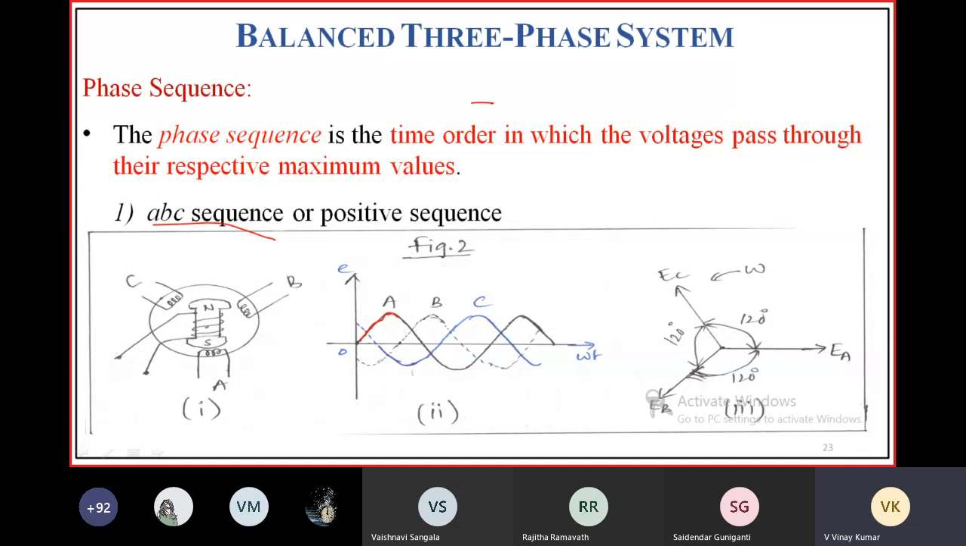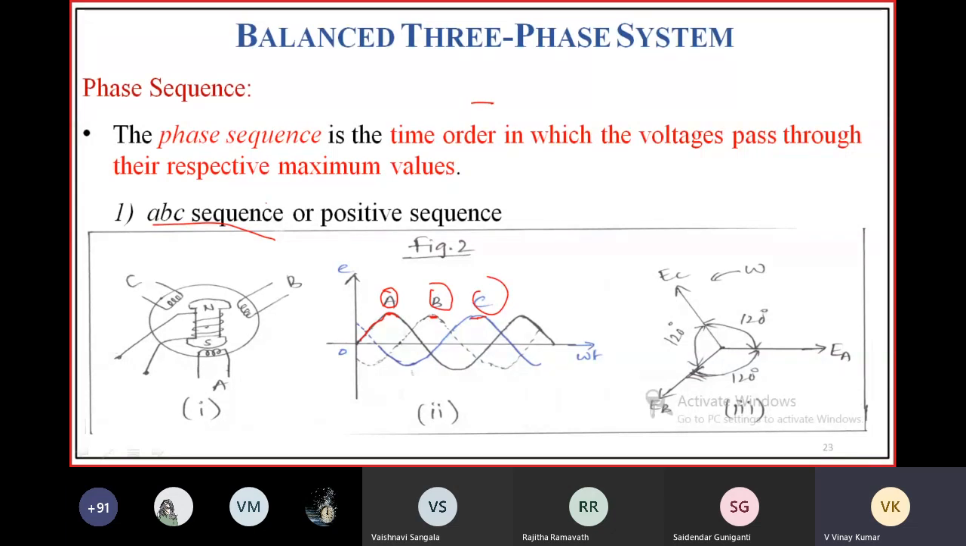The phase voltage produced by phase B is reaching its maximum value next, then phase C. Phase A is reaching its maximum value first, next phase B, then phase C. So the phase sequence is A, B, C.